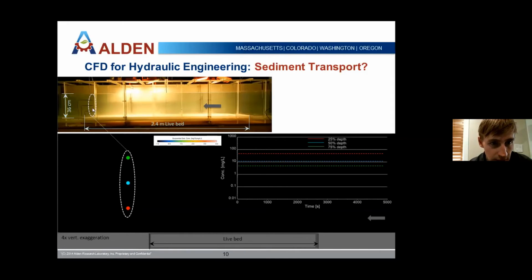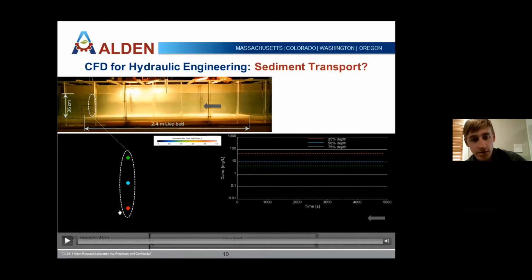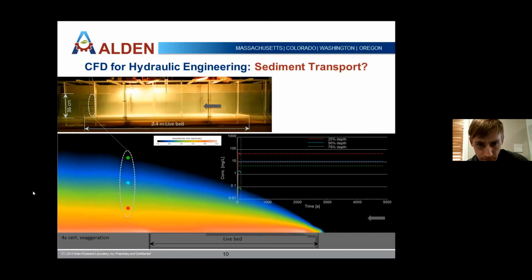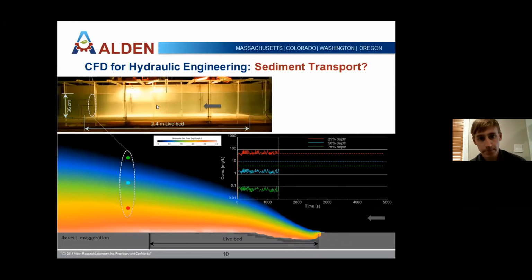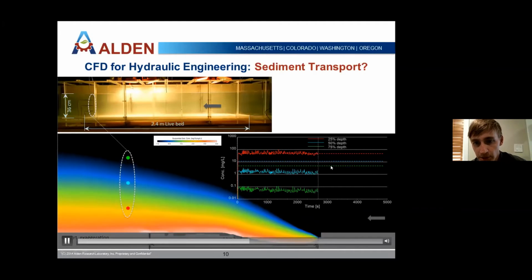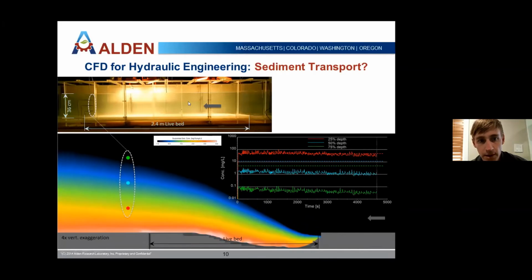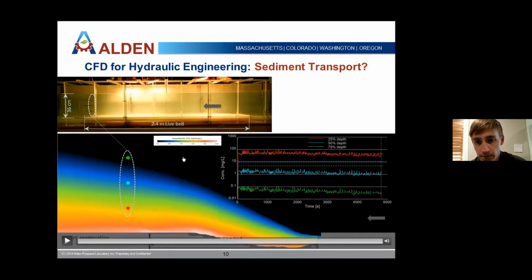And then there's these 3 isokinetic suspended sediment samplers down here at the downstream end. We ran flow over this and watched the sediment suspend and then measured the concentration downstream. Then I set up a Flow 3D simulation of this exact setup and did some calibration work. So I didn't just take it out of the box. I did some tuning to try to match what I was seeing in the lab with the CFD.